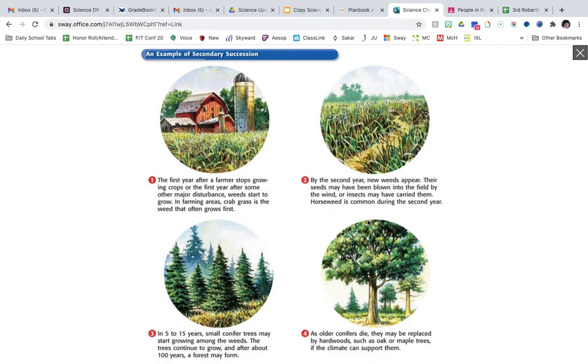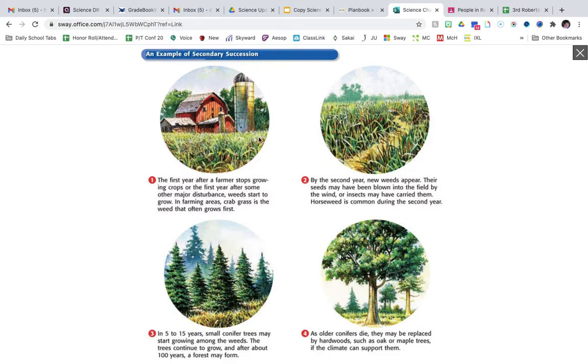So here is an example of secondary succession. In the first image, and just like before, each of these images is the same area. And yes, I know, in the second image, the barn and the silo have disappeared. I don't know what happened to them. Maybe someone tore them down. We're not worried about that right now. We're just worried about what's going on with plant life.